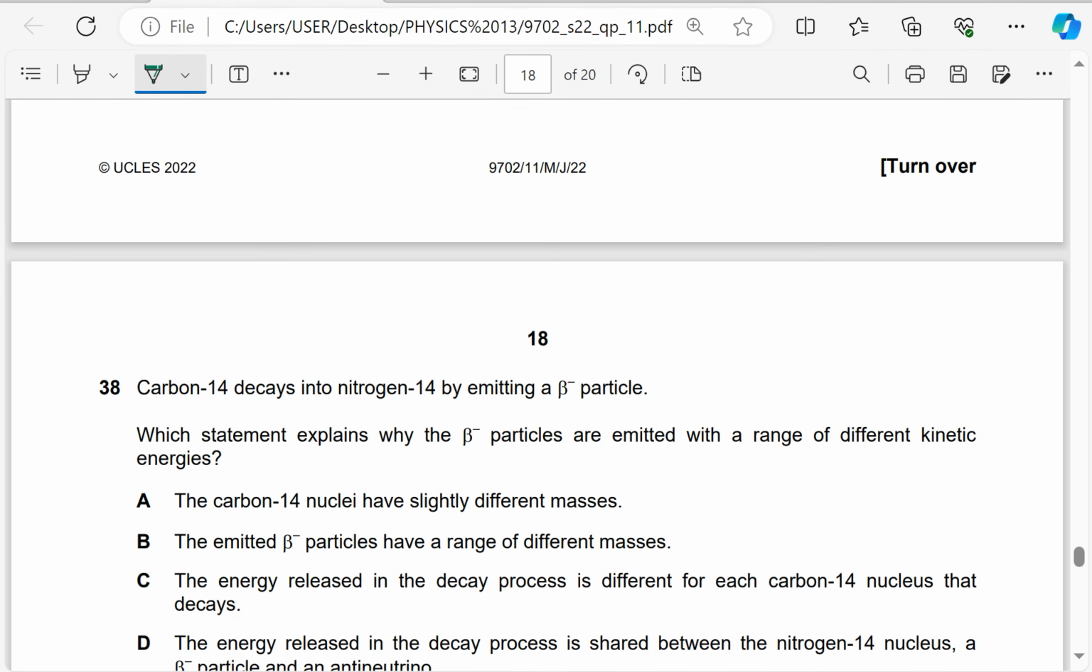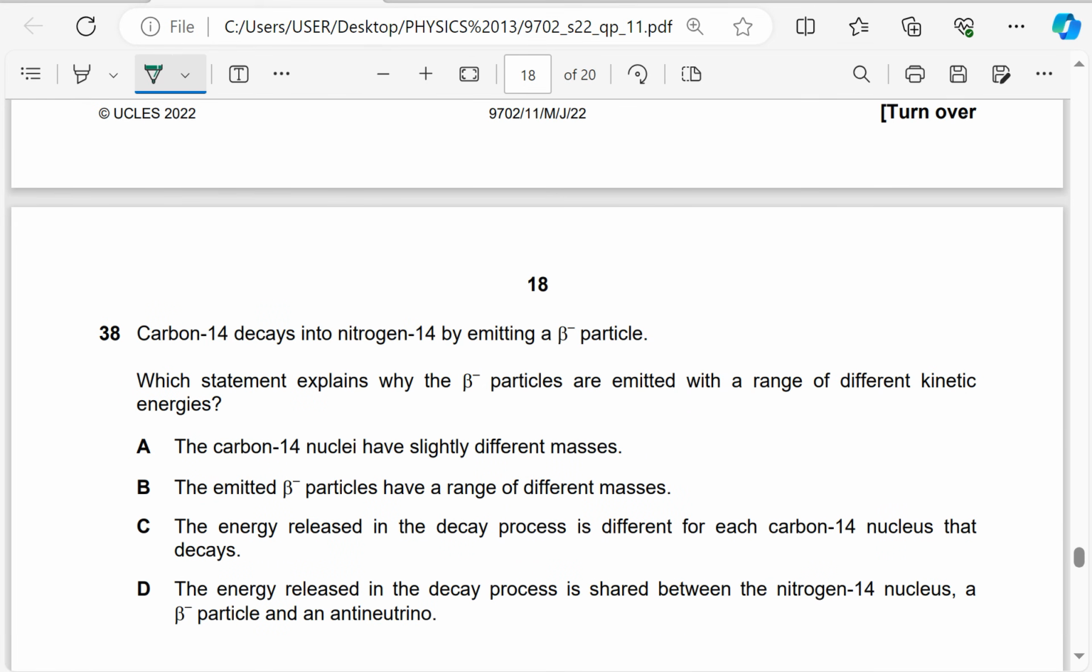Carbon-14 decays into nitrogen by emitting beta minus. Which statement explains why the beta minus particles are emitted in a range of different kinetic energies? Let's just see what happens when a neutron changes to a proton. This is accompanied by beta, to form beta minus. Of course, beta minus is accompanied by an antineutrino. An electron is accompanied by an antiparticle.